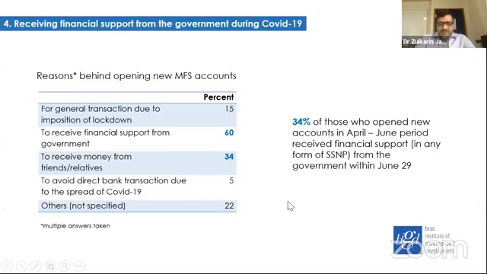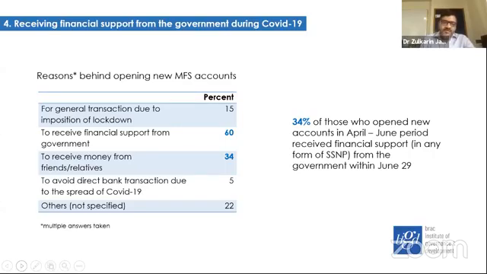Now, on the next one, we try to understand what is the reason behind the new account opening. 60% of the respondents said they opened an account because they want to receive financial support from government. And 4% mentioned that they receive money from friends and families. Of those people who opened an account, 34% already received financial support by June, when we collected the data. They already received money through the new account.